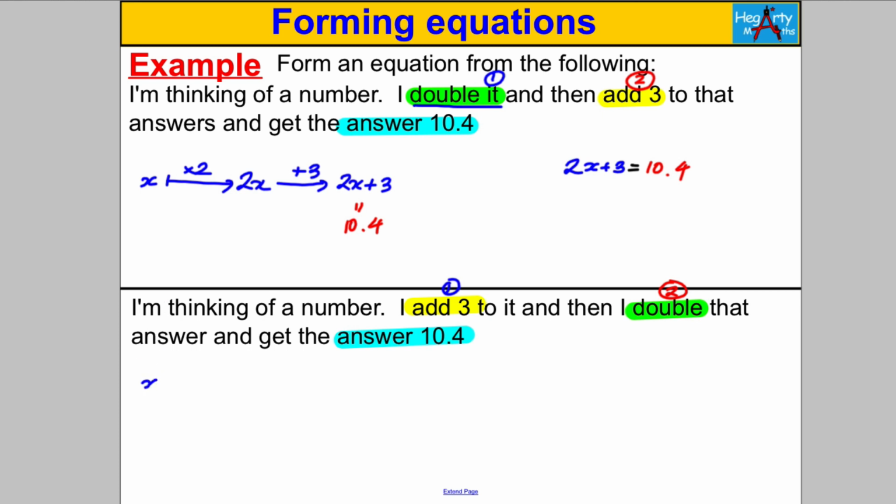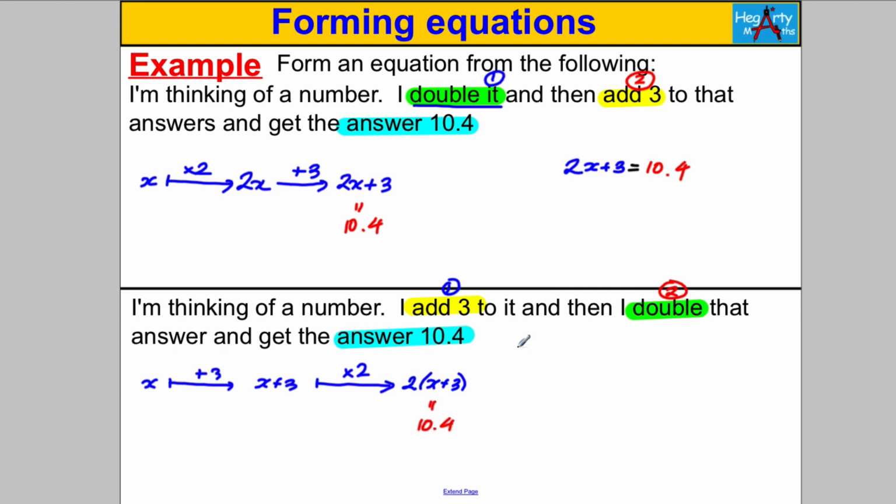I'm thinking of a number x. I add 3 this time. Okay, I'm going to add 3 first, so I'm going to get x add 3. Now I double that. Now you've got to be careful here. You're doubling this whole expression. You are doubling x add 3, which you must put in brackets to say you're doubling all of x add 3. If you were to write this by mistake, which is an easy mistake, you've just doubled the x there. You need to double the x add 3. Okay, and you know this is going to be equal to 10.4.